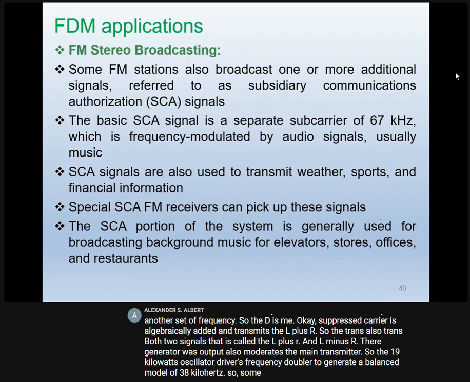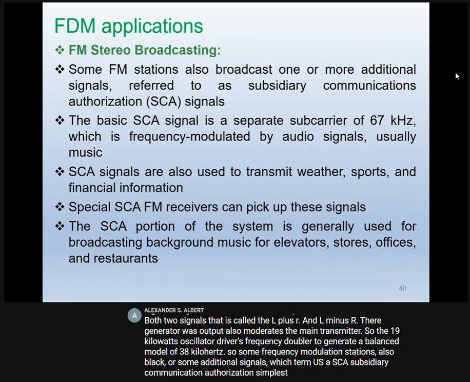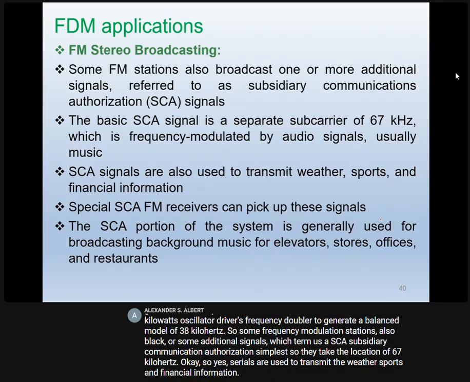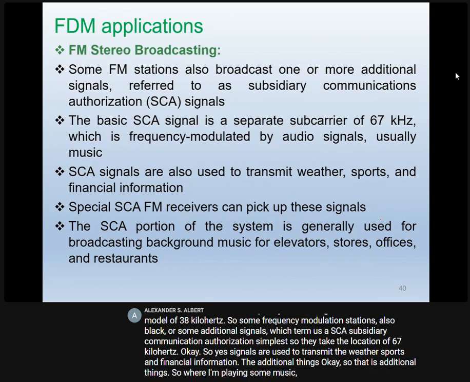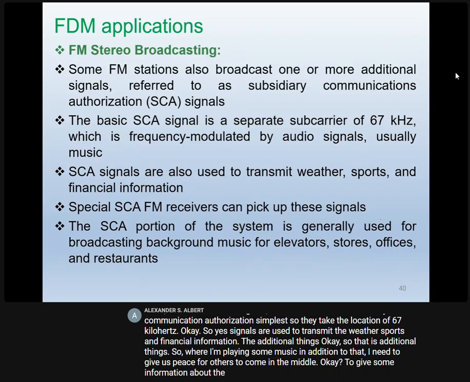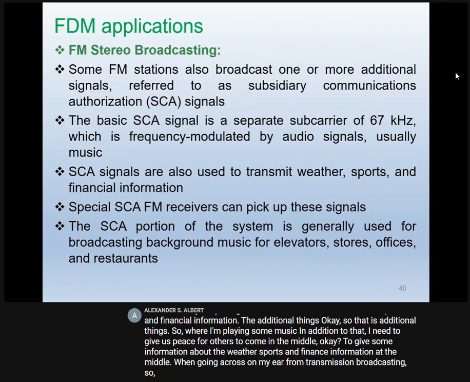Some frequency modulation stations also broadcast additional signals, which we term SCA, subsidiary communication authorization. They take the location of 67 kilohertz. SCA signals are used to transmit weather, sports, and financial information. These are additional things. Where I'm playing some music, in addition to that I need to give space for others to come in the middle, to give information about weather, sports, and financial information while going across on my FM broadcasting. So the SCA FM receives these additional information signals.